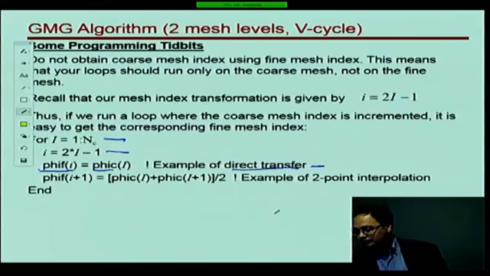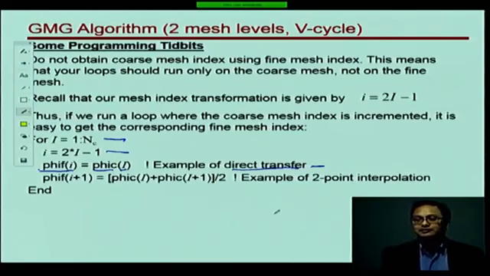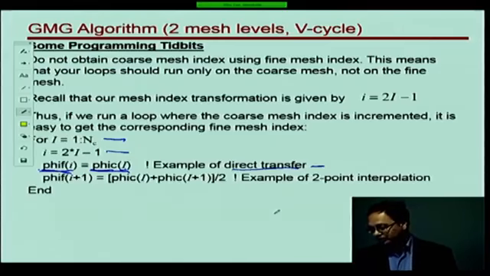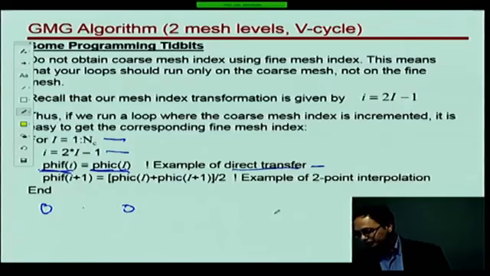So I have two separate vectors, phi fine and phi coarse. This is a one-dimensional example, so I'm not using i comma j, just i, and I'm just transferring that. Here is an example where I do a two-point interpolation. If you think about it, here's my coarse mesh, fine mesh. I want to calculate the value here from these two values.